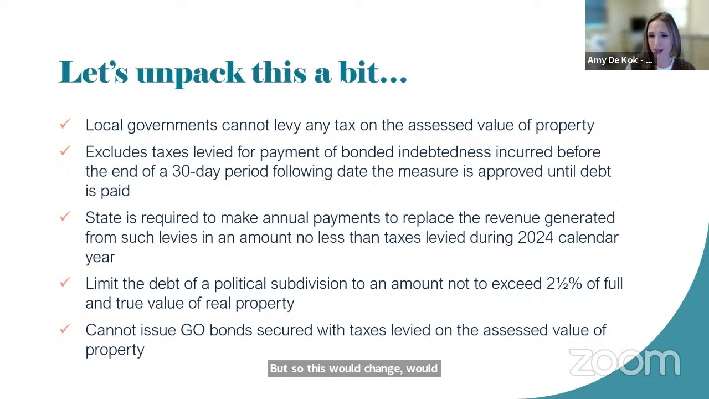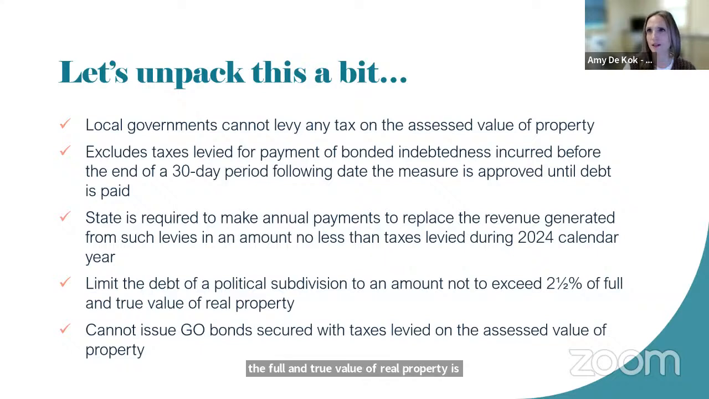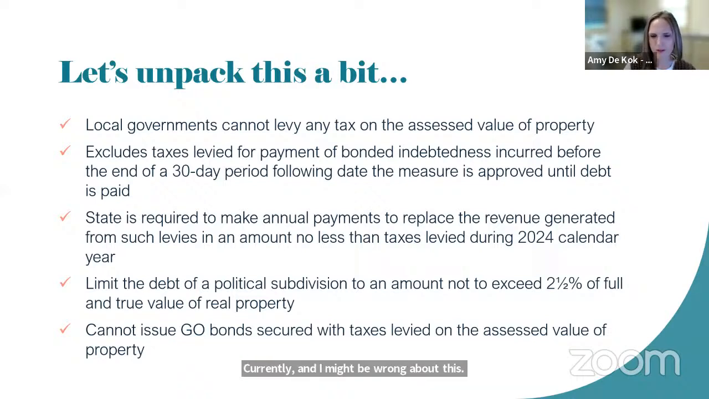I believe the full and true value of real property is also a difference. I think currently, and I might be wrong about this, the limit of indebtedness is on the assessed value of real property, but I just can't recall off the top of my head. But anyway, the measure does seek to decrease the limit of indebtedness for political subdivisions. There are some exceptions in the measure for cities, but obviously that doesn't apply to us as school districts.